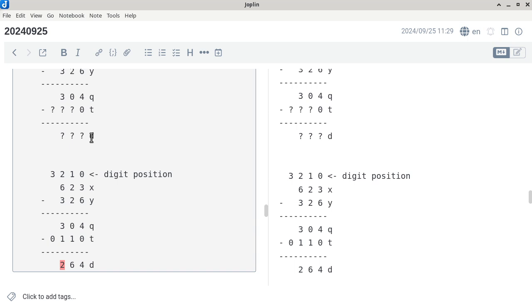Any questions? Shouldn't it be 160 instead of 264? Shouldn't it be 164 instead of 264? Why would it be a 164? 3 minus 1 is a 2. Okay, but 0 minus 1 is 7 minus 1, which is 6.